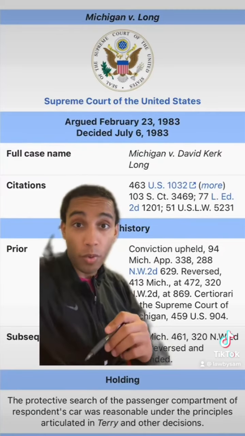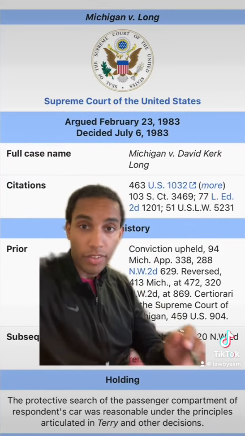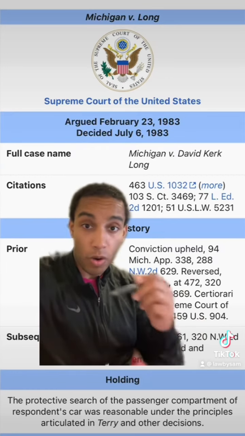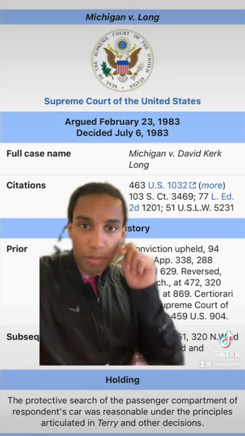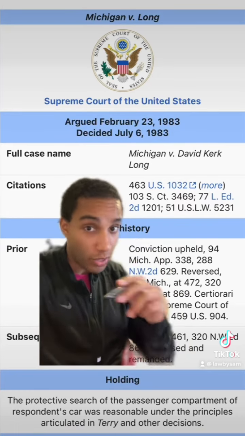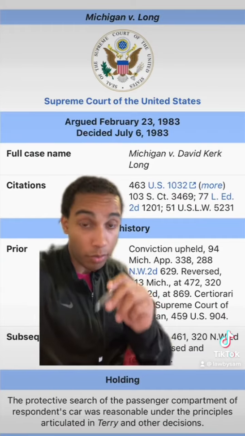And in another Supreme Court case called Michigan v. Long, the Supreme Court held that as long as the officer has a reasonable belief that the driver and the passengers are armed and dangerous, he can search the passenger compartment to see if there are weapons in the passenger compartment. He can't search the whole car, but the passenger compartment will be lawful.